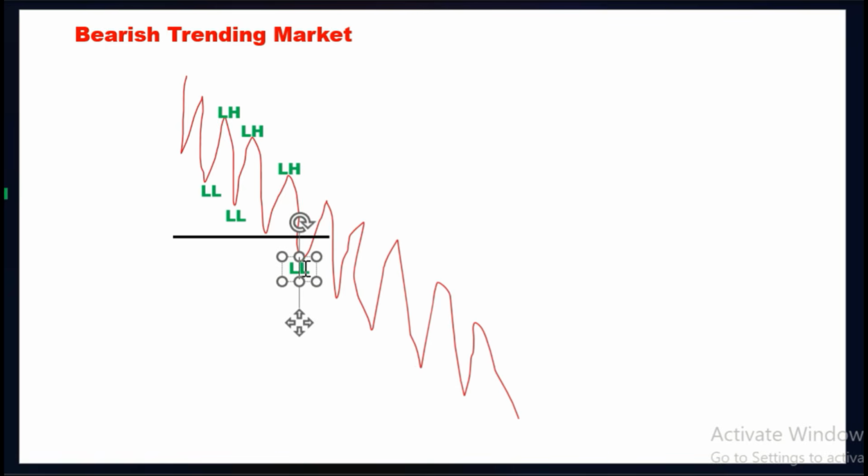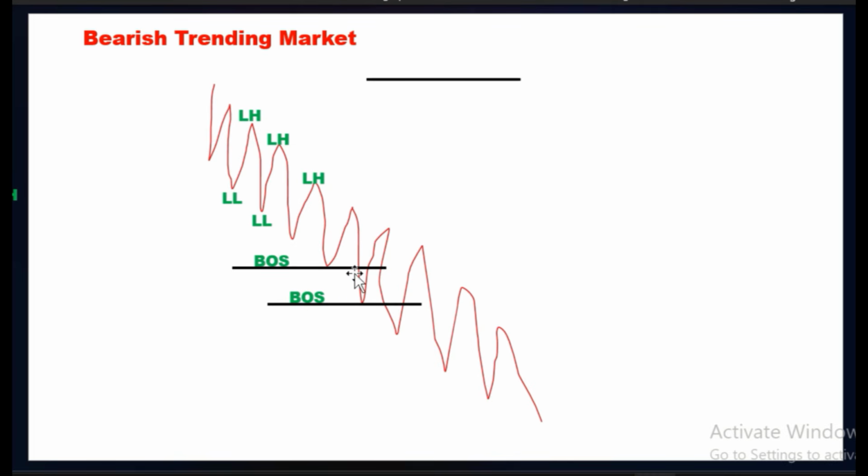And we can also call this a bearish break of structure, BOS. So it's breaking structure in the bearish direction. This is a break of structure here. This is another break of structure here because it broke below this low. This is another break of structure here, right? So long as we keep having break of structure to the downside, we are still on a bearish trend, right?